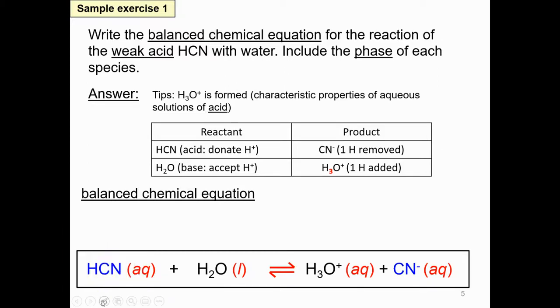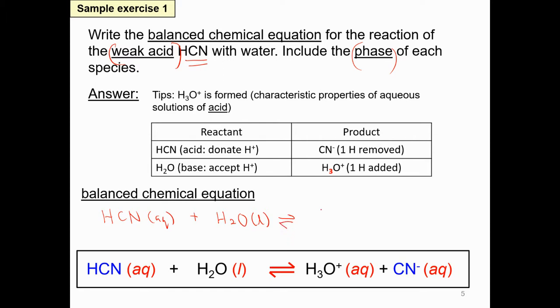Now let us learn how to write a balanced chemical equation for dissociation of weak acid. Include the phase. Remember when we write a reversible reaction equation for dissociation of weak acid or weak base, we must include the phase and also the reversible arrow. It's stated that HCN is a weak acid. So we write down HCN, and remember aqueous. It dissociates partially in water. Water is liquid.